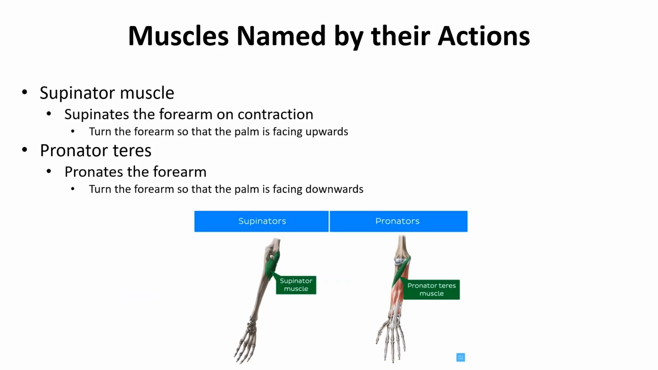Two other actions you already learned in these presentations are supination and pronation. In the posterior compartment of the forearm, a muscle called supinator supinates the forearm and makes the palm face upward. The muscle in the anterior compartment of the forearm that pronates the forearm and makes the palm face downward is called pronator teres.